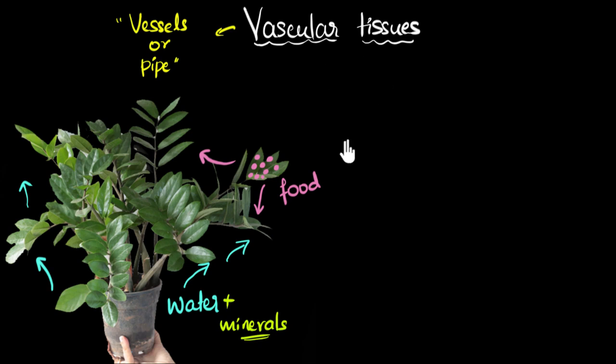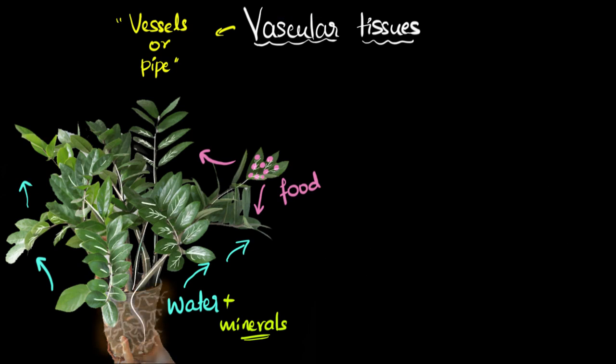And what do these vascular tissues look like? Well, just like the name suggests, they look like pipes. So pipes which start from the roots. So let me show you the roots. And so pipes that start from the roots and go all the way to each and every leaf. I've not shown it for all the leaves, but it goes to each and every leaf.